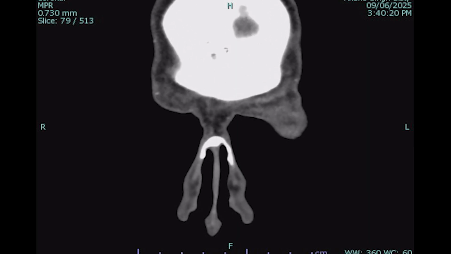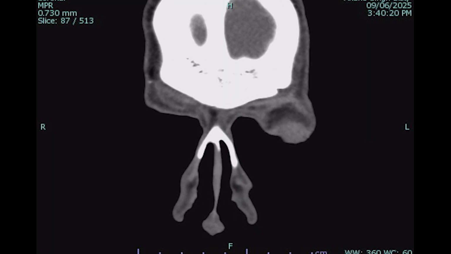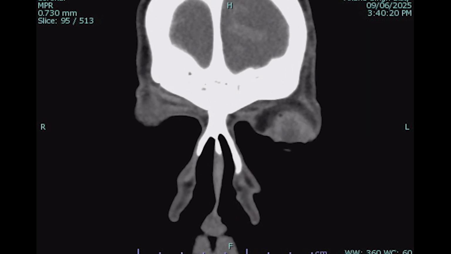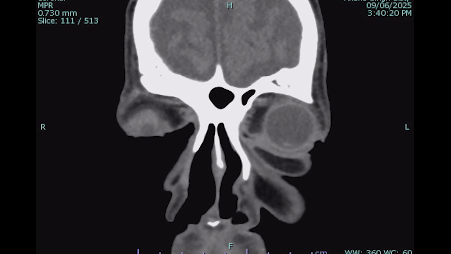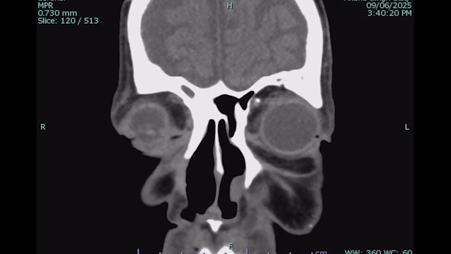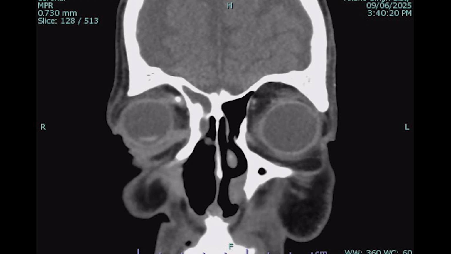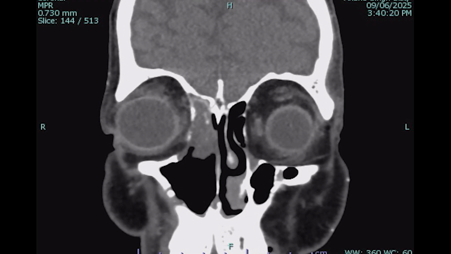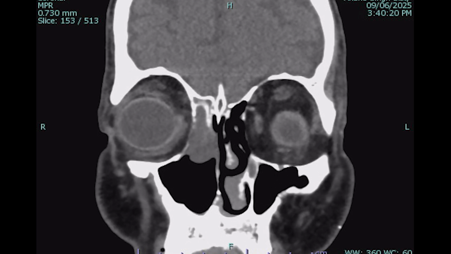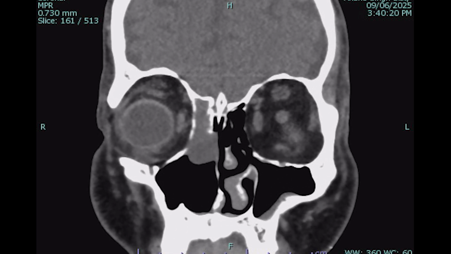This is the coronal CT of a patient who has been diagnosed with a recurrent right-sided inverted papilloma. The previous papilloma, before the prior surgery, was occupying the entire maxillary sinus, following which the patient was subsequently operated on with an endoscopic medial maxillectomy using Denker's approach.